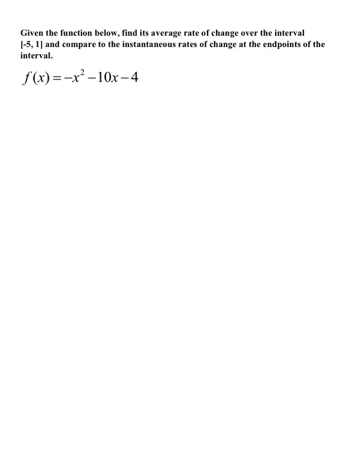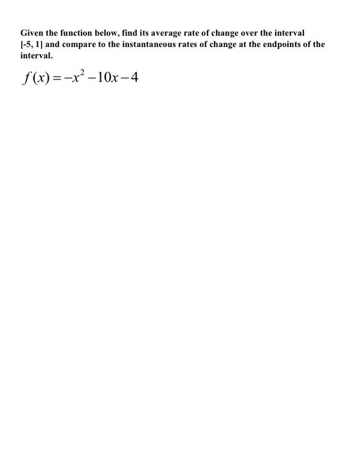Hello, in this video we're going to look at the average rate of change over an interval for a continuous function, and we're going to look at marginal revenue, cost, and profit. Given the function below, find its average rate of change over the interval from -5 to 1 and compare the instantaneous rates of change at the endpoints of the interval.